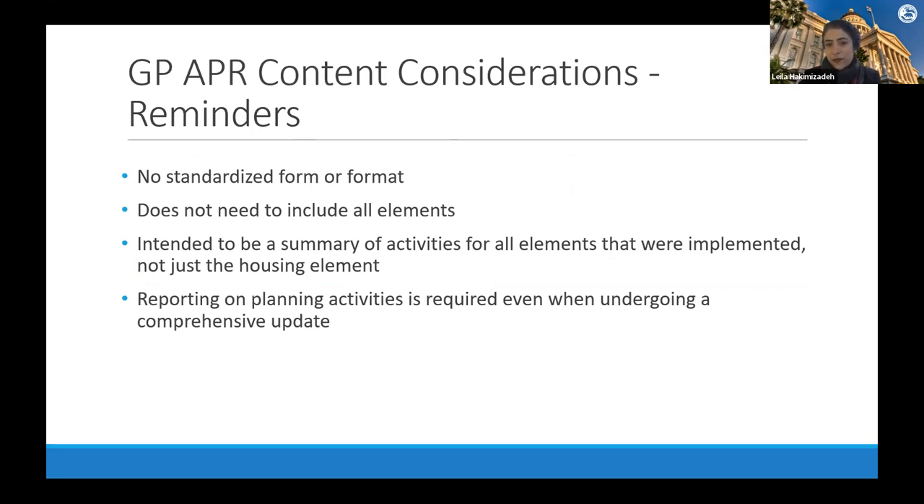No standardized form or format is required for the OPR general plan APR. It does not need to include all elements, but should include a summary of activities for all elements that were implemented, not just the housing element. Jurisdictions should report on planning activities when undergoing a comprehensive general plan update.